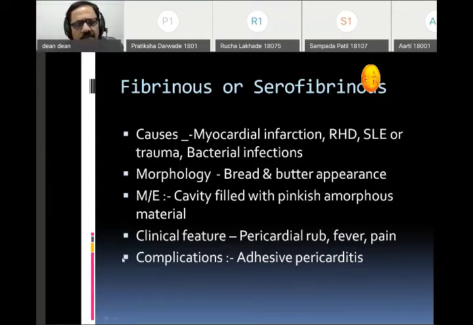Morphology has very characteristic features that we have already taken in our general pathology. A typical feature of bread and butter appearance. You have seen at home, take 2 slices of bread, apply the butter, attach the 2 slices, and try to remove them. The same typical appearance will be seen in case of fibrinous or serofibrinous. The normal translucency is lost, there are ragged surfaces of pericardium, and you will see the surfaces are roughened up, and a typical bread and butter appearance will be seen.